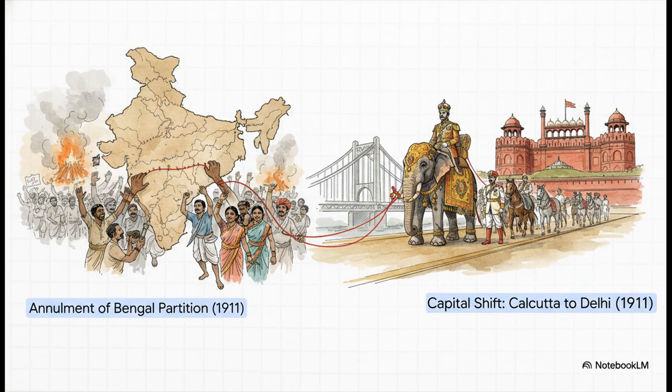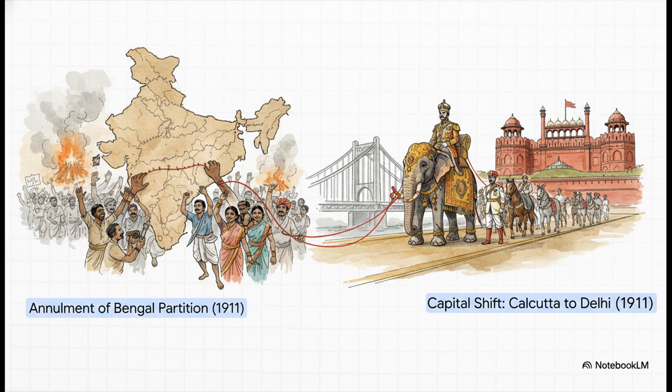Then, in 1911, something pretty shocking happened. The British caved. At a huge ceremony in Delhi with King George V himself, they announced that the Partition of Bengal was cancelled. It was a massive victory for the Swadeshi protesters. It proved that if people stood together, they could actually force the British Empire to back down. But while the partition was gone, the damage of those reforms wasn't. The separate electorates were here to stay.